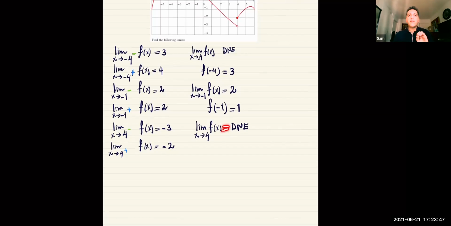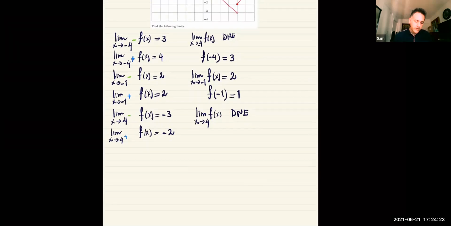We use equality when we compare two values, or when we assign a value to something, to a variable. That's when the equality sign is used. So how can something equal something that doesn't exist? It doesn't make sense. So this is just a statement. This limit does not exist. When you say it's equal to DNE, you understand what I'm saying? It's just nonsense. So just say it doesn't exist. Look at that. I'm not using equal DNE.